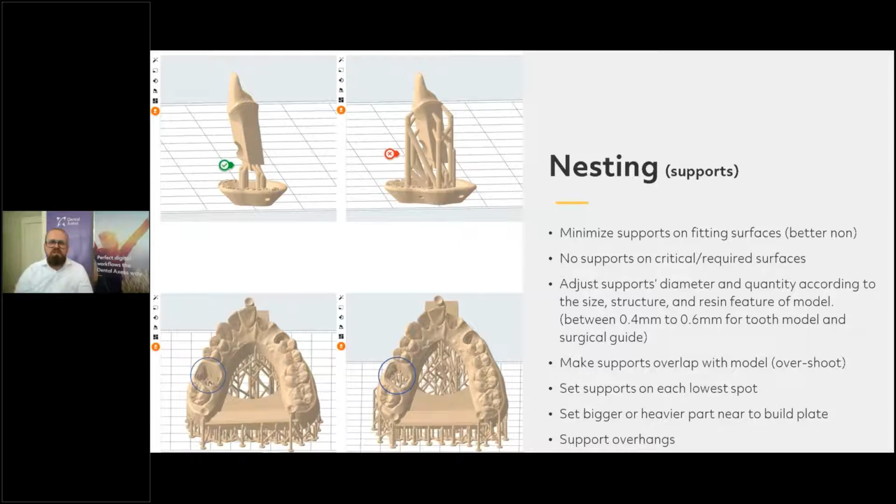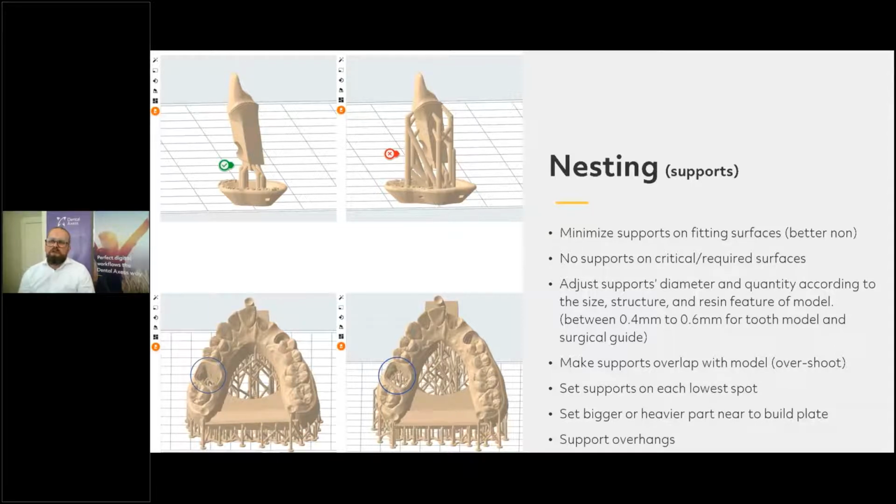Also think about the support diameter. If I have a very big object that's big in volume and big in weight, does it make sense to have really tiny support connectors? Probably not, because the chance that it peels off or breaks off is much higher. So increase that number a little bit. And also the quantity with the size of the object. If you have a big object, make more supports. If you have a smaller light object, you can minimize the amount and diameter of supports. The average is 0.4 to 0.6 for a tooth model or a surgical guide.